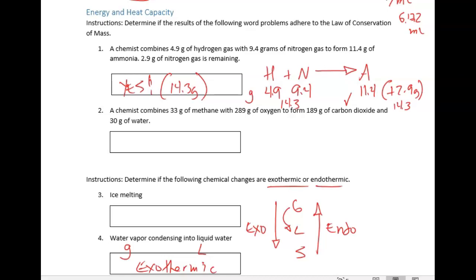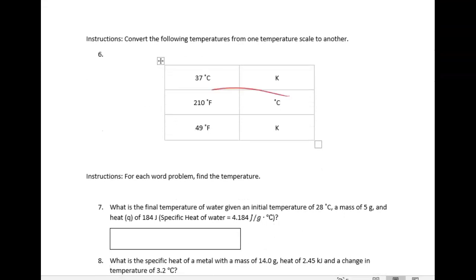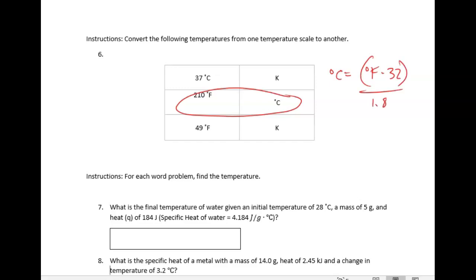And let's do one more. Let's convert 210 Fahrenheit to Celsius. The formula is degrees Celsius is equal to degrees Fahrenheit minus 32 all over 1.8. So let's just plug in. Degrees Celsius equals 210 degrees Fahrenheit minus 32 all over 1.8.